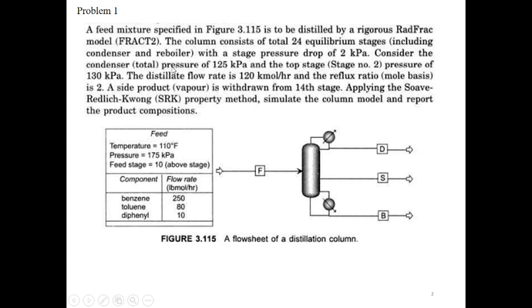Consider the condenser total pressure of 125 kilopascal, and the top stage, stage number 2, pressure of 130 kilopascal. The distillate flow rate is 120 kilomole per hour and the reflux ratio is 2. A side product is withdrawn from the 14th stage. Now we have to apply the SRK property method, that is Soave-Redlich-Kwong, to simulate the column model and report the product compositions. So take 5 minutes and try to solve this problem on your Aspen. After that I am going to solve it from my side.